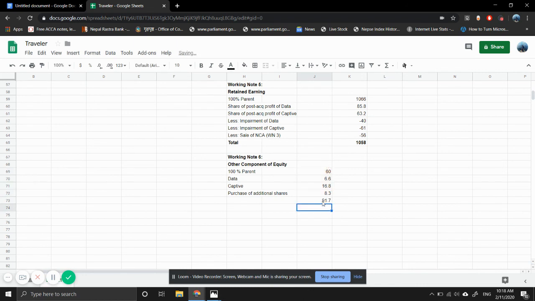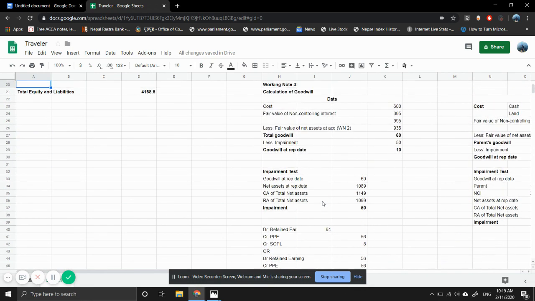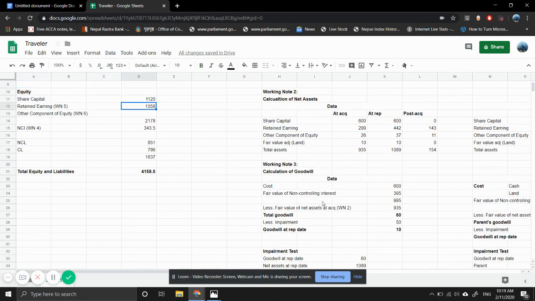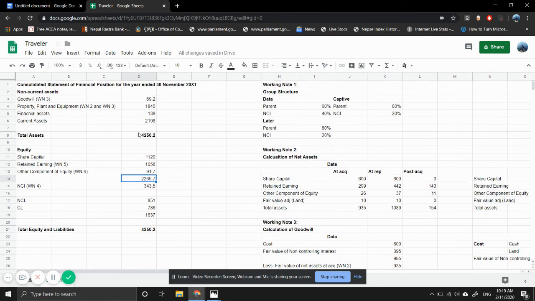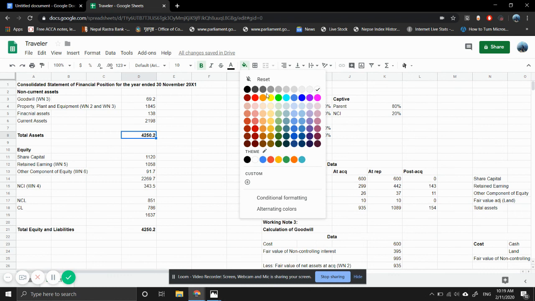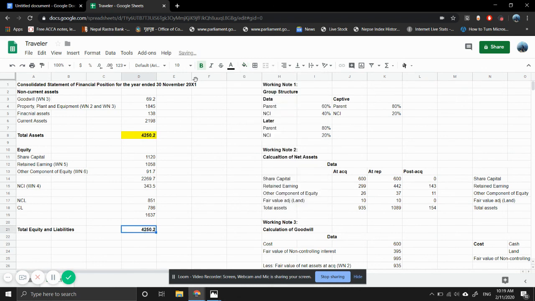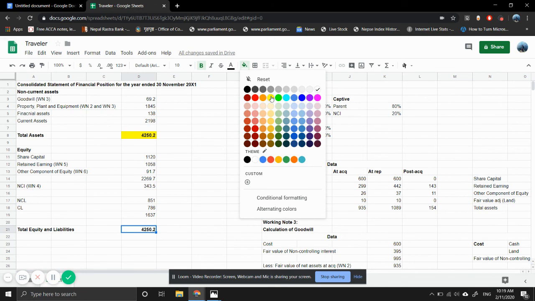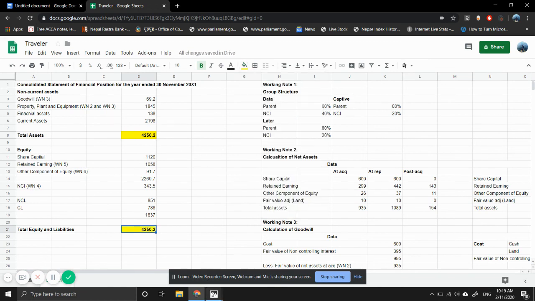Everything, right? Sum of all this. Bold it. Okay. That's right. So this is J73. So let's see how our balance sheet is doing. J73, 4250, 4250. Good. Okay, so once our SOFP is prepared, let's move on to the next thing.